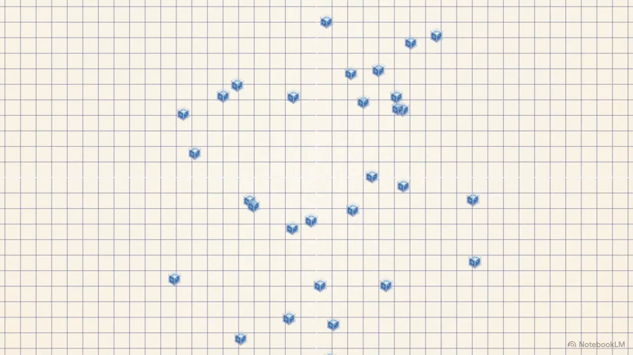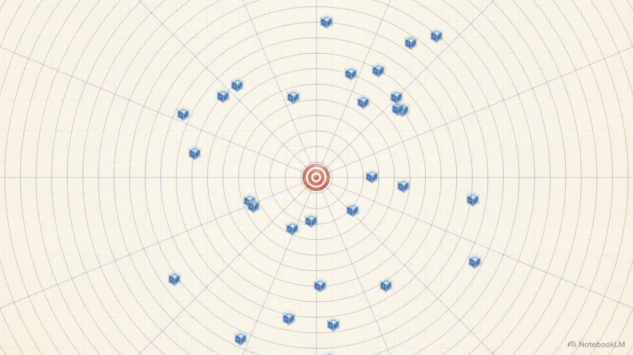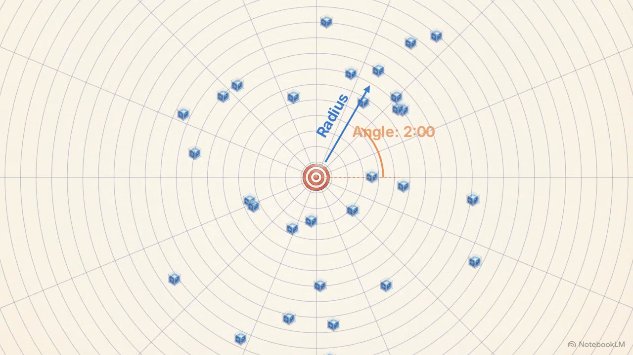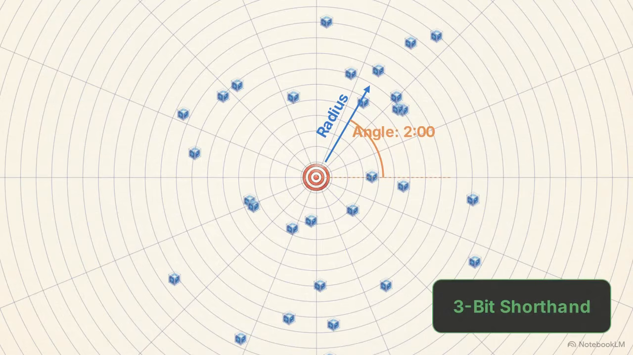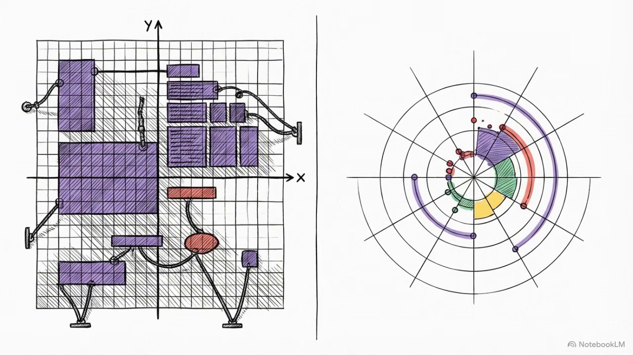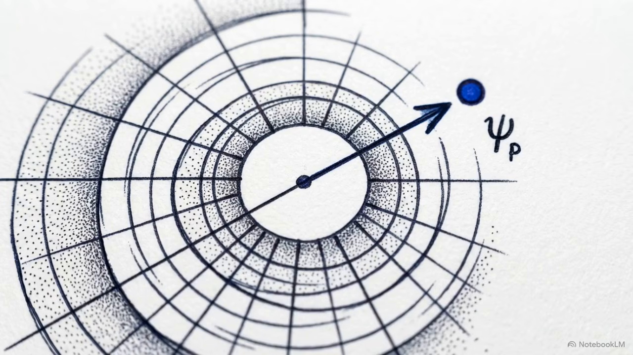Step B switches the measurement system from Cartesian XY decimals to polar coordinates. The system records just two things: the distance from the center and a simple angle, like 2 o'clock. This tight shorthand captures the vector's information in 2 to 3 bits. By altering the geometric shape of the data rather than rounding its numbers, polar quant achieves massive compression without the metadata tax. Dropping the precision introduces a mathematical compromise.